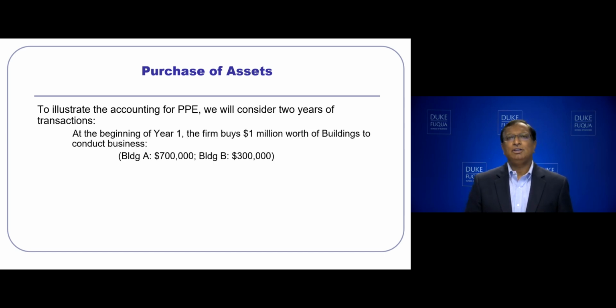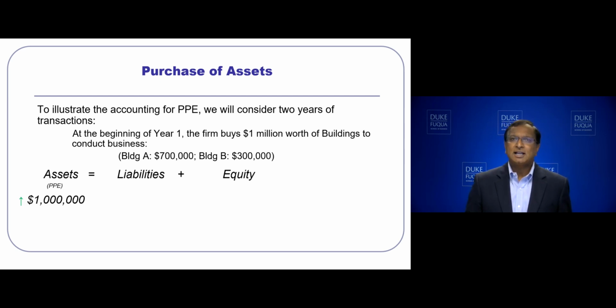Let's say at the beginning of year one, the firm purchased $1 million worth of buildings to conduct its business. Building A for $700,000 and Building B for $300,000. How will the accounting work? Well, PPE has come into the firm, so we will increase PPE as an asset on the balance sheet. At the same time, if the firm has paid cash, cash goes out of the firm, so cash will go down by $1 million. That'll make the balance sheet equation balance.